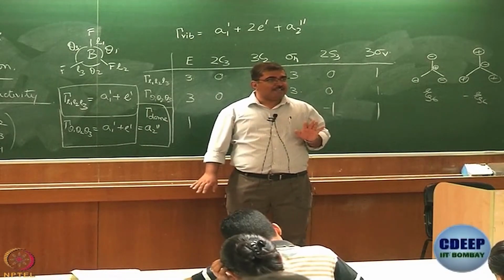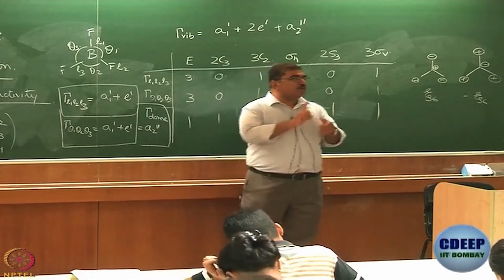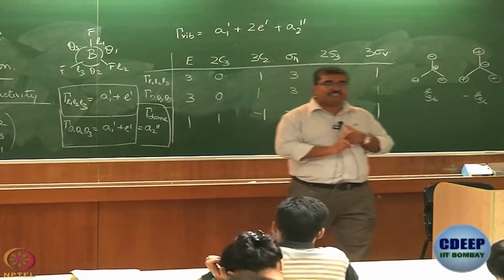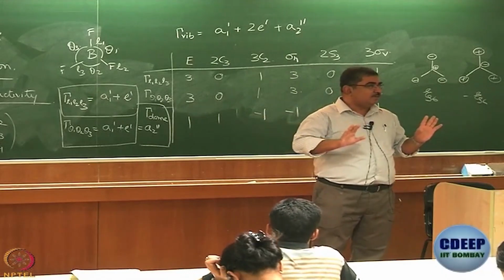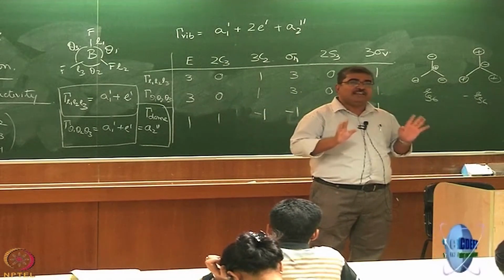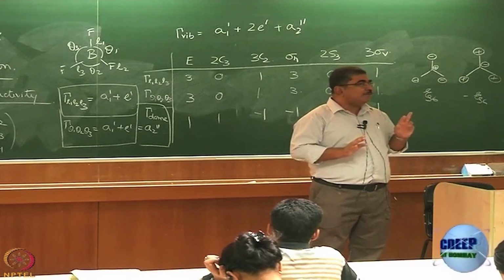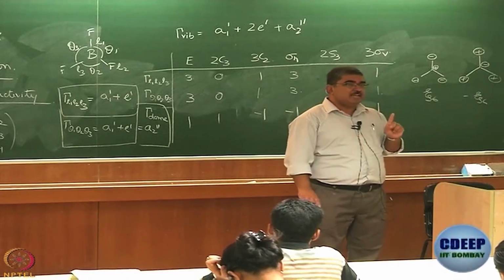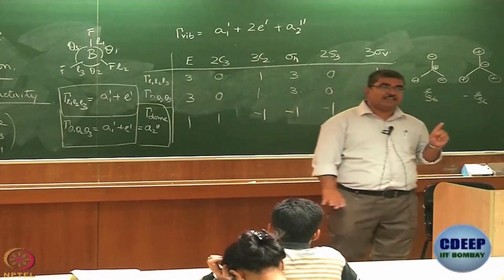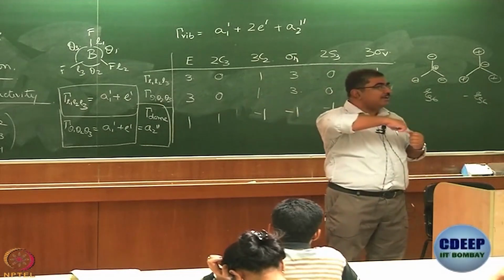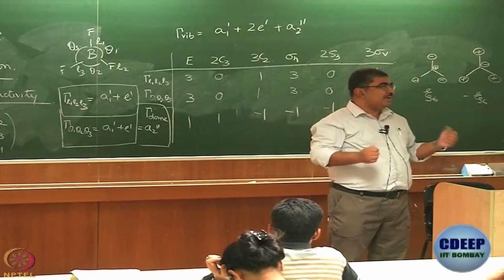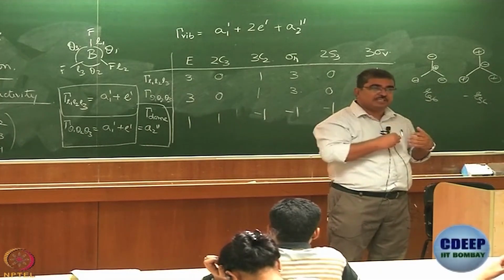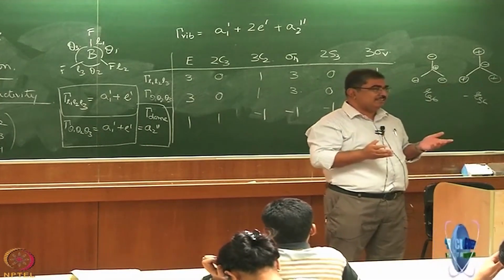Okay? So, what do we end with? We end with one A1 dash vibration, which is a pure symmetric stretch. No contribution of any bending in A1 dash. We end up with 2 sets of E dash coordinates, which are in plane motion, comprising of stretch as well as bend. And we have this doming motion, which has A2 double dash symmetry.